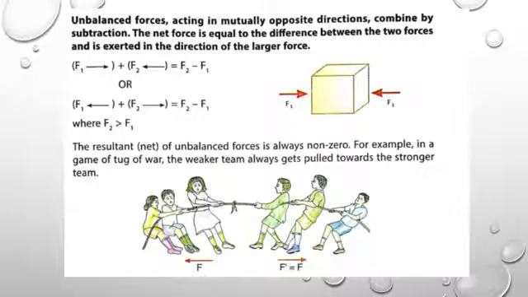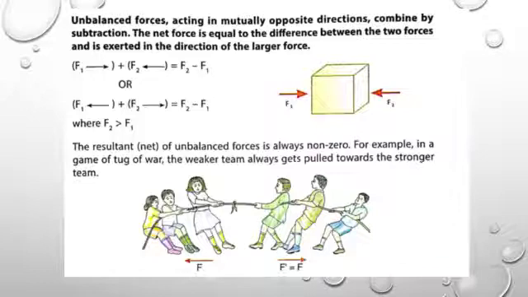And what will happen if unbalanced forces are acting in mutually opposite directions? They will be combined by subtraction. The net force, the total force, will be equal to the difference between the two forces and is exerted in the direction of the larger force, meaning the object will move in the direction where the larger force is applied.